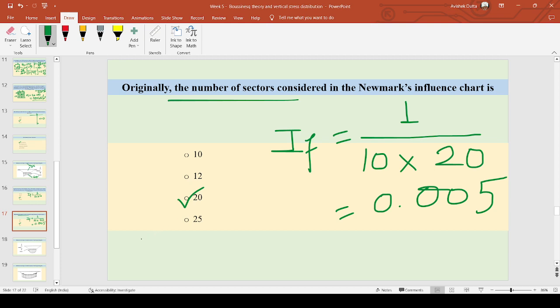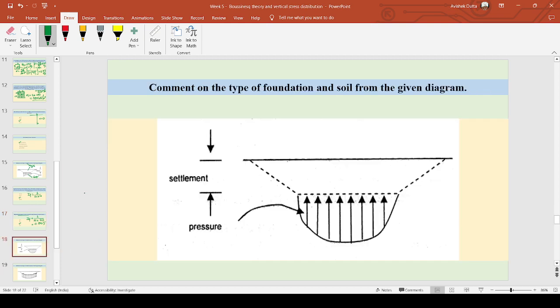Now, next question. Yes, another question where settlement is uniform. So settlement is uniform, that means it is a rigid footing. And here the soil is giving maximum pressure at the center and minimum pressure at the corners or the edges. So according to the pressure, we will say that this is sandy soil or cohesionless soil. Rigid footing on a sandy soil.